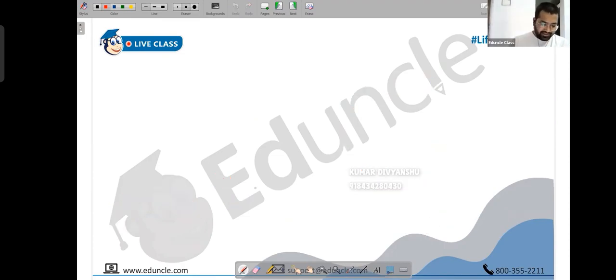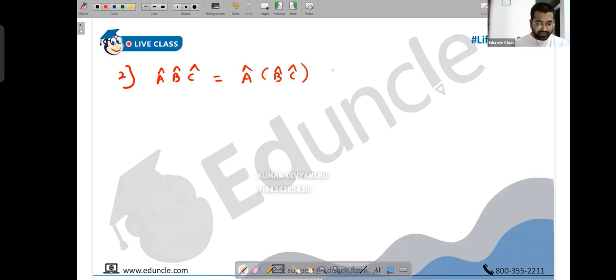Next. Okay, second property, which is a cap, b cap, c cap. It can be written as a cap into b cap, c cap if you have 3 operators. Okay, and it can also be written as a cap, b cap into c cap. But you cannot shuffle them first. You cannot shuffle them. That's fine. So a cap, b cap is not necessarily equal to b cap, a cap. That is what you need to remember.